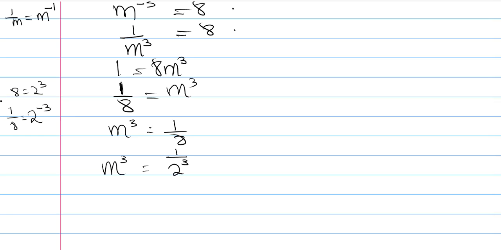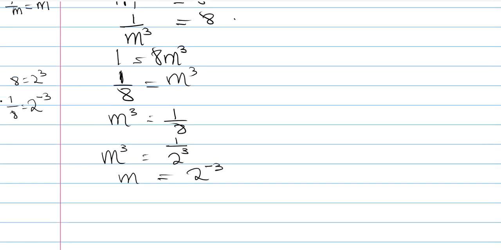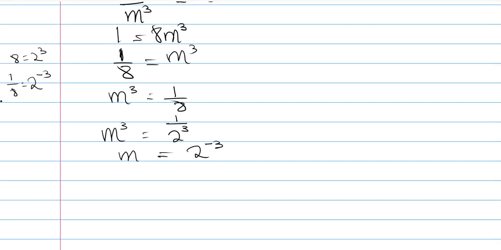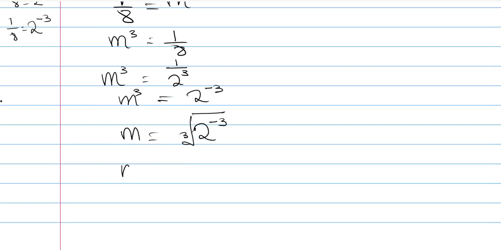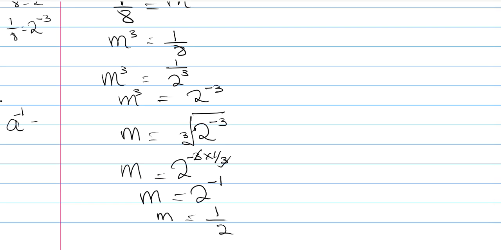Okay. Now we can have m cube equals 2 raised power minus 3 here. Right? Now I want to find m, so we find the cube root of 2 raised power minus 3. So the answer here means you're going to do 2 raised power minus 3 times 1 over 3. That cancels here. My m is equal to 2 raised power minus 1. Okay. m is equal to 1 over 2. That is, if a raised power minus 1, it means 1 over a.